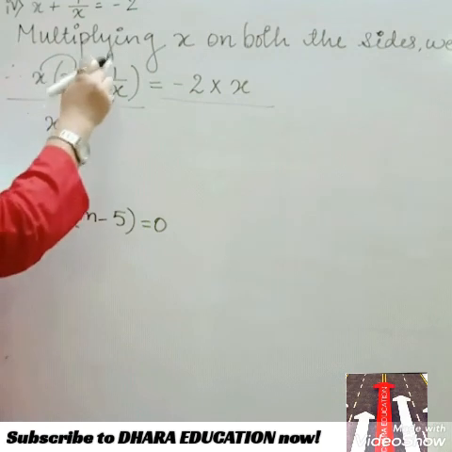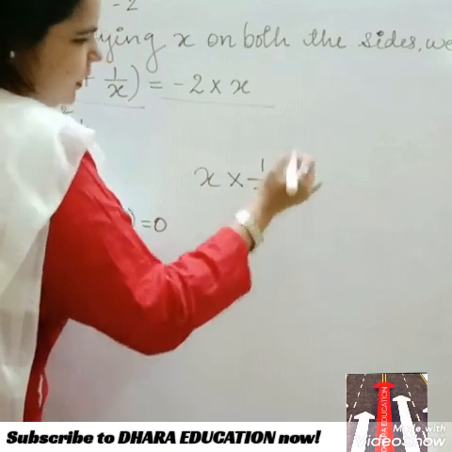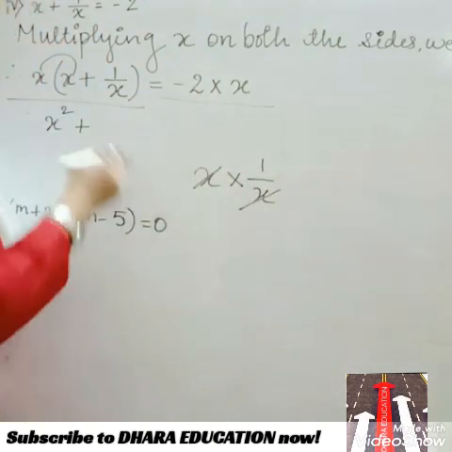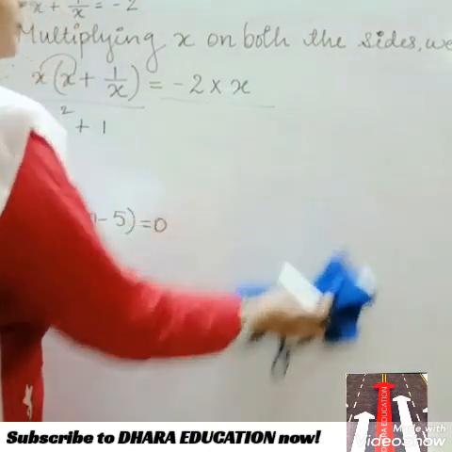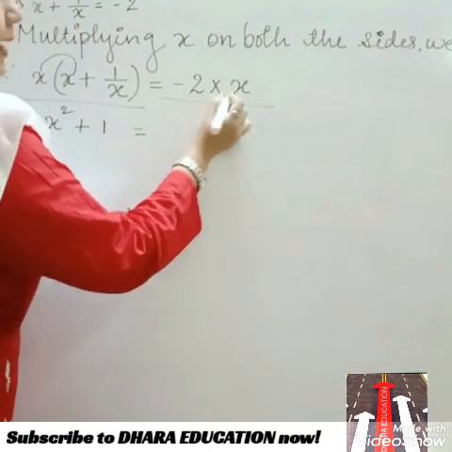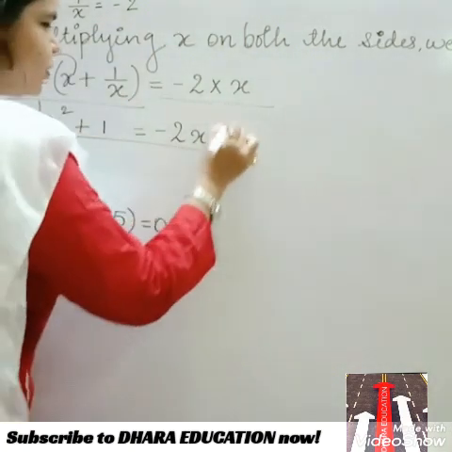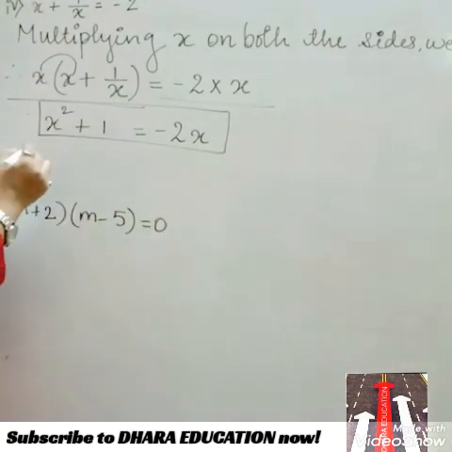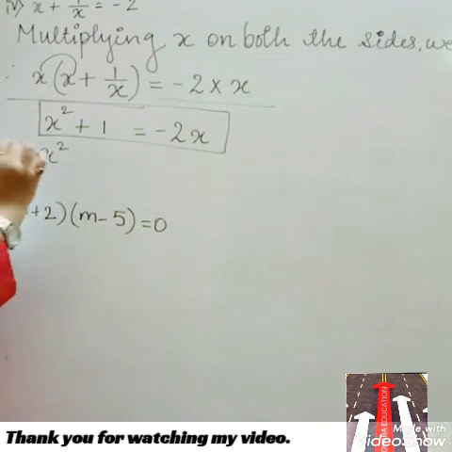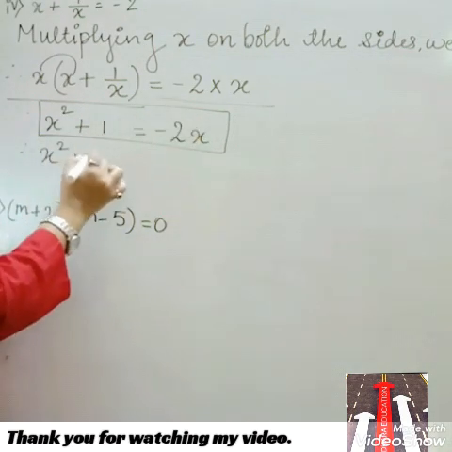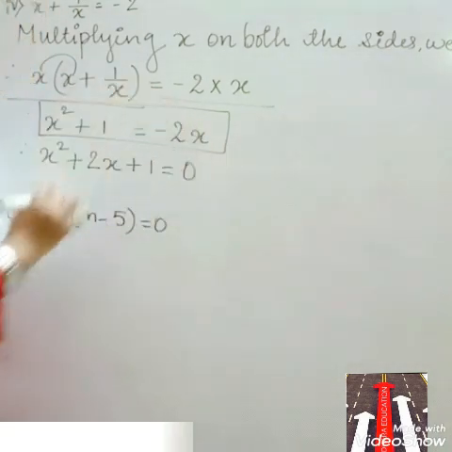Then x multiplied by 1 upon x. Here I am writing here. X multiplied by 1 upon x will cancel, so the thing left will be only 1, is equal to minus 2x. Okay. So we got this equation, but we need to rearrange it, right? So for the rearrangement, again we will do x square minus 2x, so here we will write plus 2x plus 1 is equal to 0.